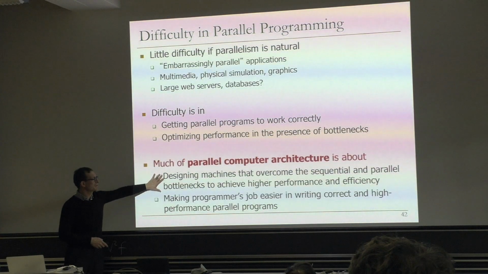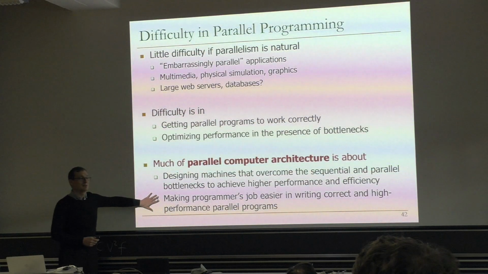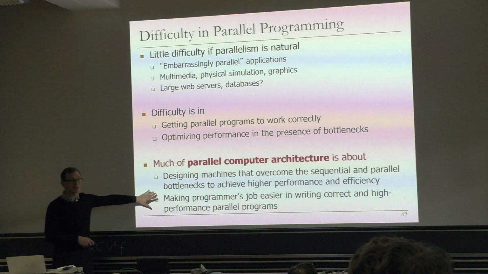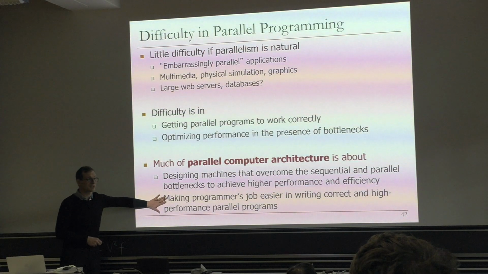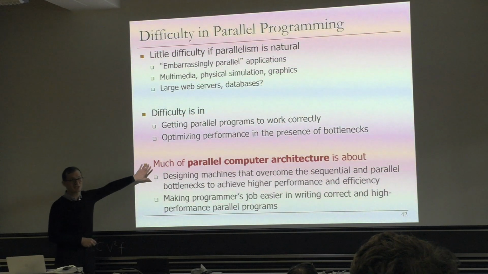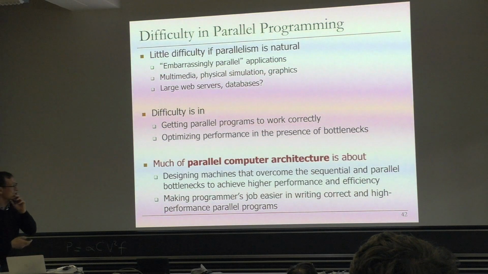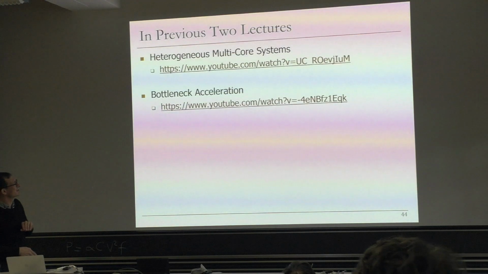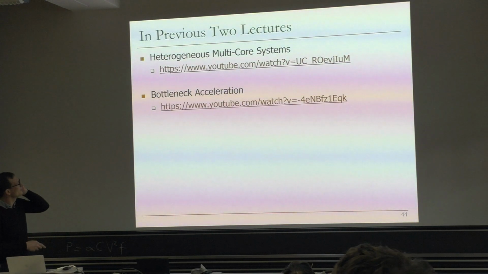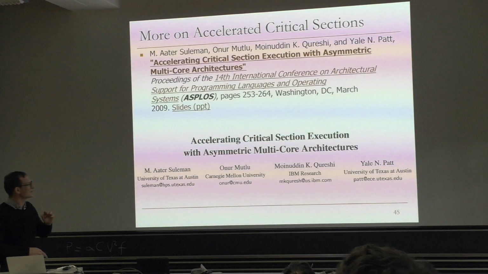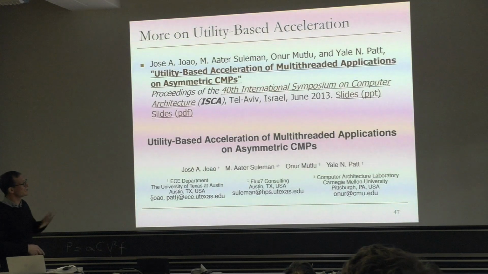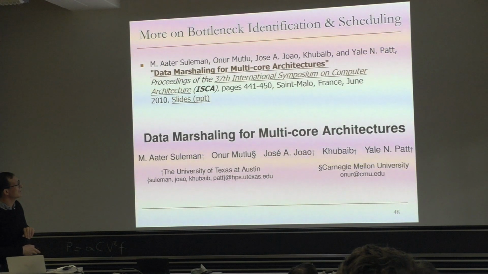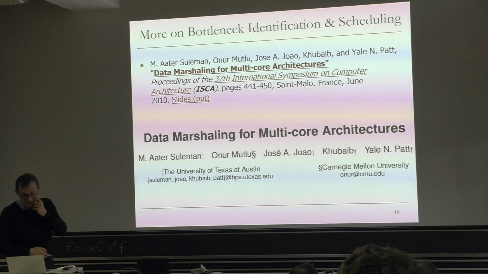Okay, this is one portion of it, but the other portion is this, because in the end somebody's going to program these things, and making programmers' job easier in writing correct and high-performance parallel programs is really important. That's why a lot of effort in parallel processing and multiprocessing has been devoted to this. And we've already seen examples of this. That's why I'm going to tie to the earlier lectures. They're already on YouTube, actually. But basically, accelerated critical sections, bottleneck identification, scheduling. These are some modern examples. Utility-based acceleration. Essentially, handling bottlenecks efficiently are very good examples of this.